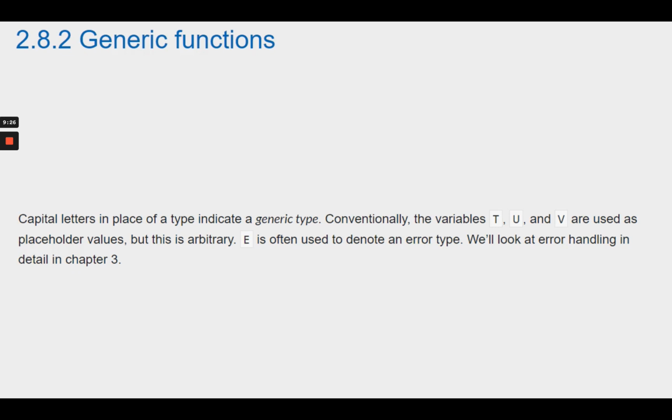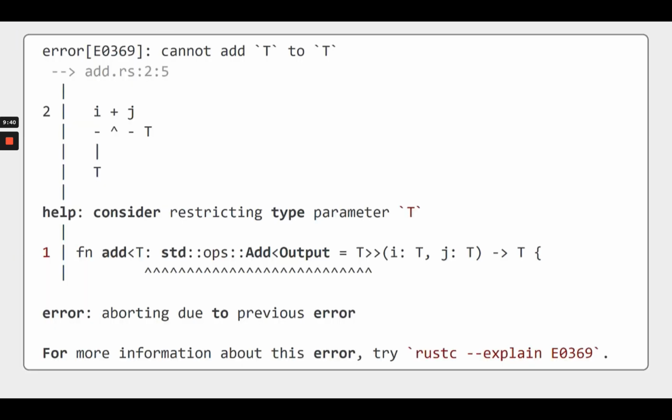Conventionally, the variables T, U, and V are used as placeholder values, but this is arbitrary. E is often used to denote an error type. We'll look at error handling in detail in chapter 3. Generics enable significant code reuse and can greatly increase the usability of a strongly typed language. Unfortunately, listing 2.15 doesn't compile as is. The Rust compiler complains that it cannot add two values of any type T together.